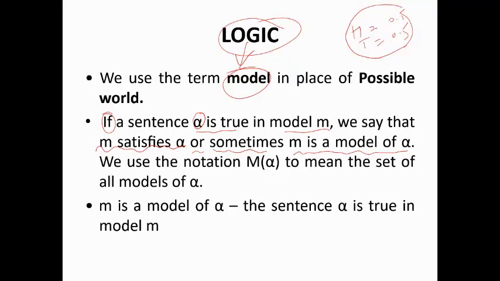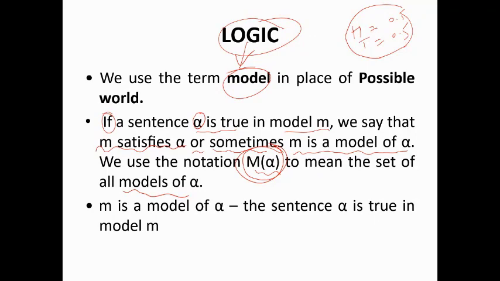That's okay. So we use the notation mathematically as M(alpha). If you think of M as a function, alpha will be just a component of that, so we can represent it mathematically as M of alpha, or a function of alpha. So M(alpha) means the set of all models of alpha. All the models of alpha can be represented by M(alpha) mathematically. So mathematically we can define it like this.